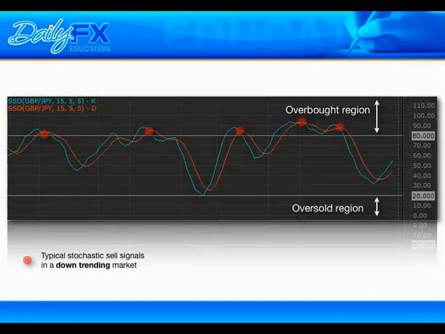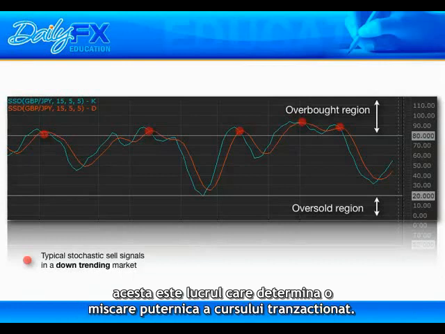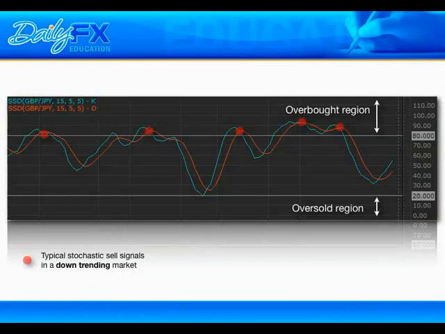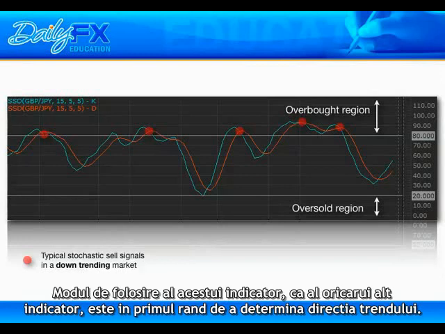to the upside. But markets are known to stay overbought or oversold for long periods of time. This is really what identifies a strong trending move. We don't want to look for sells when the market is in a strong move up, or to look for buys when the market is in a strong move down. So the key to using this indicator, like all other indicators, is to first identify the direction of the trend.